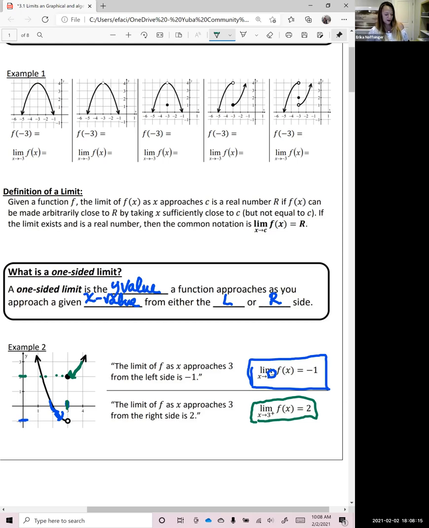And so how we would read this, and it's written out there, is the limit of f as x approaches 3 from the right side is 2. So any questions about that?